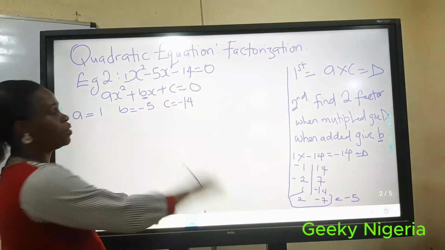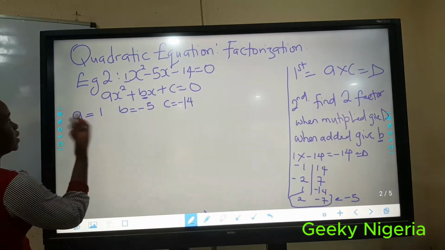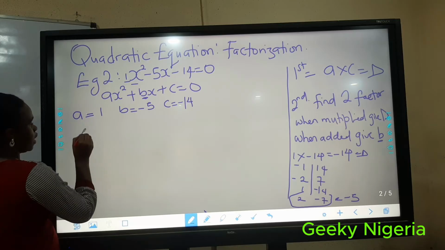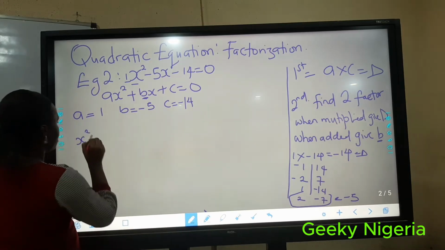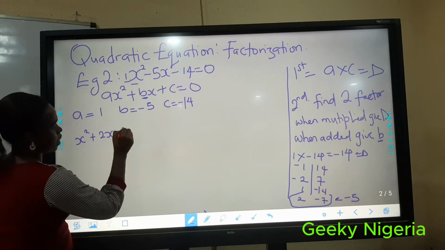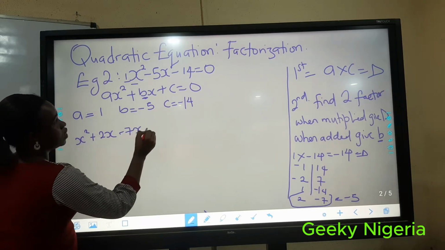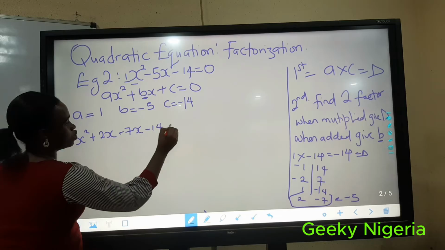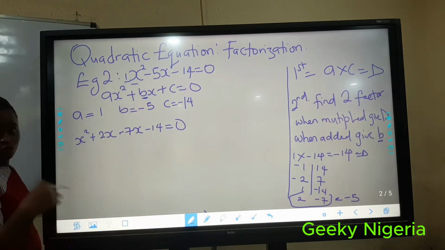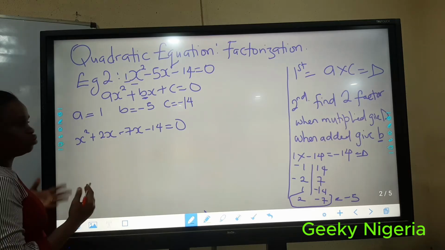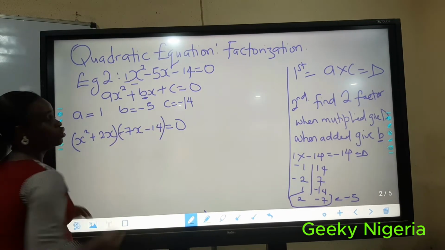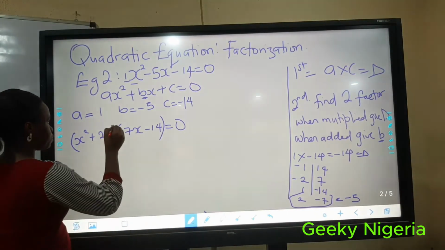Next, you rewrite the equation. My general equation, I write it as x squared minus 7x plus 2x minus 14 is equal to 0. You see that minus 7 plus 2 still gives you minus 5, so you're just rewriting it. Now you group it into two: group these together, and group these together, to be able to solve.